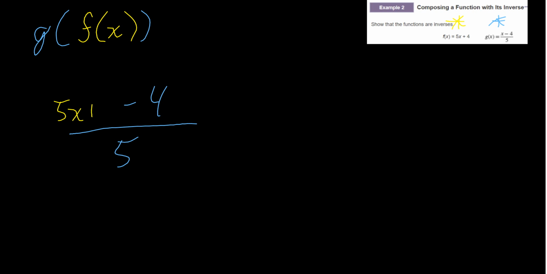f of x. So we're going to write g of x, which is x minus 4 over 5. And we're going to replace this x with f of x. So we're going to say 5x plus 4, minus 4. Well, if we do this arithmetic, it just becomes 5x plus 4 minus 4, or 5x over 5, which is just simply equal to x.